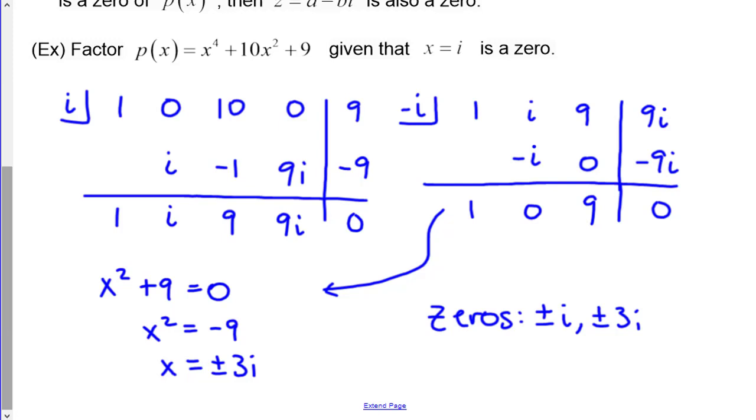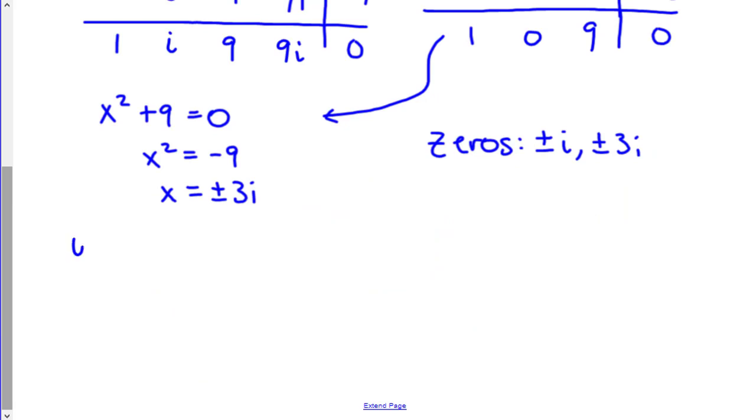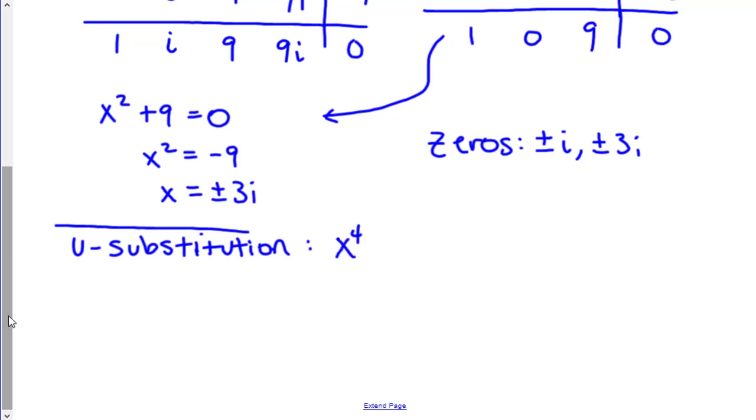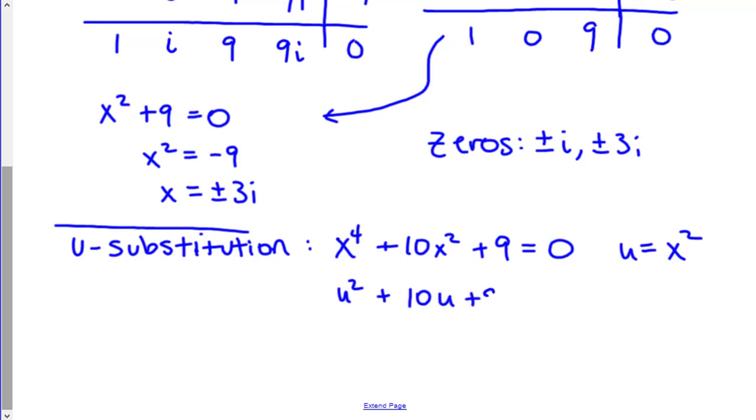Another way that we could have done is through a process of u substitution. So if we have x to the fourth plus 10x squared plus 9, we're trying to find the zeros of this. If you let u equal x squared, just like we saw in an earlier chapter, we could write this as u squared plus 10u plus 9 equals 0.